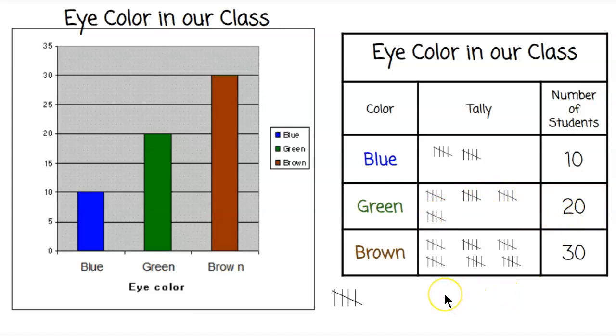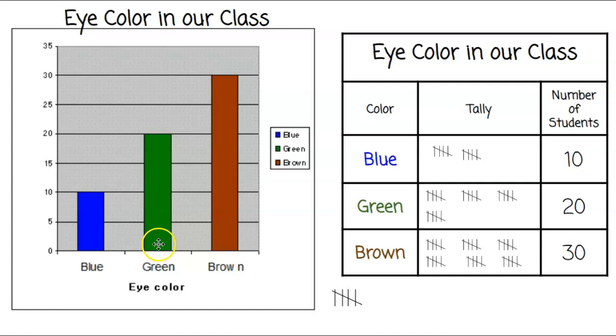And then my last one is brown. Count with me, please. 5, 10, 15, 20, 25, 30. 30 people have the eye color brown. Now, when I use a bar graph, remember I go to the top of the bar, I go across and see what number is there. This tells me that 10 people have blue eyes.